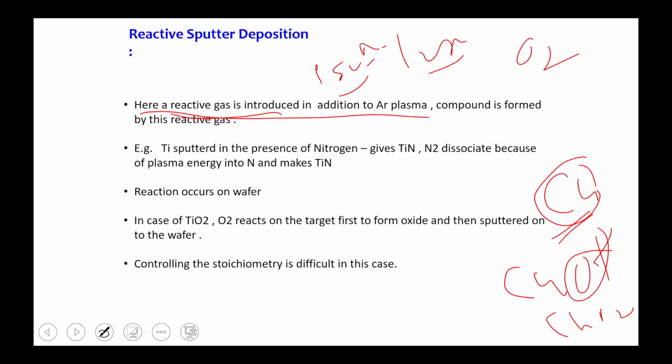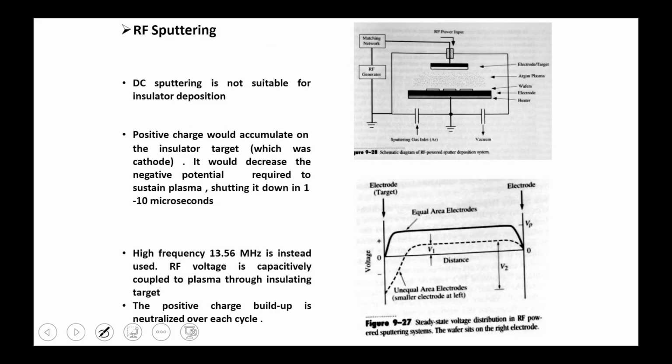So see that in the case of TiO2, oxygen reacts on the target film to form the oxide and then sputters in vapor form. First, the oxygen will react with the target. This is the RF sputtering system.